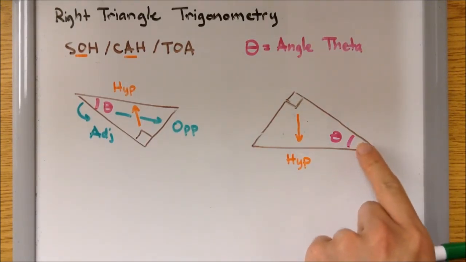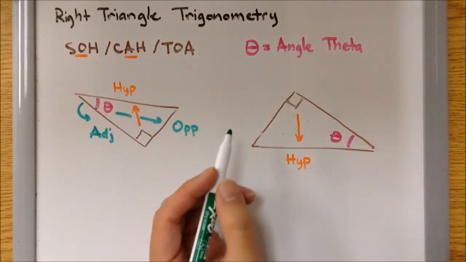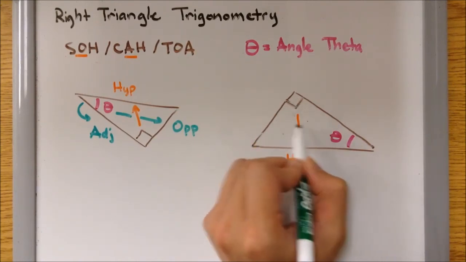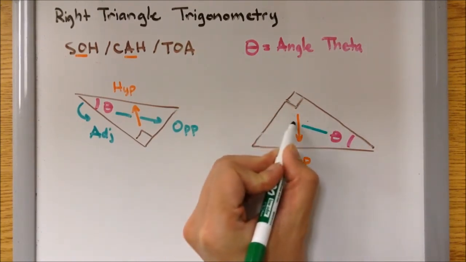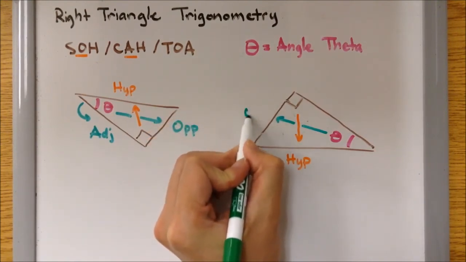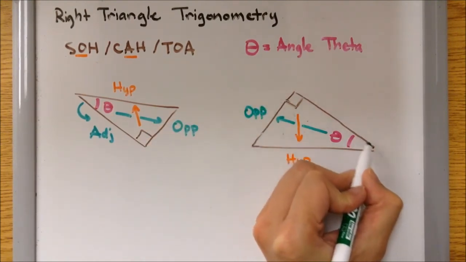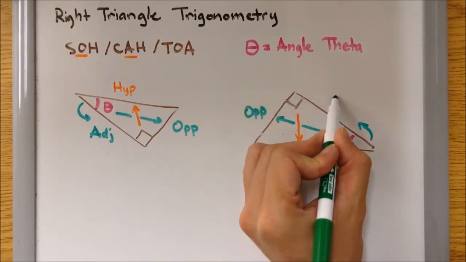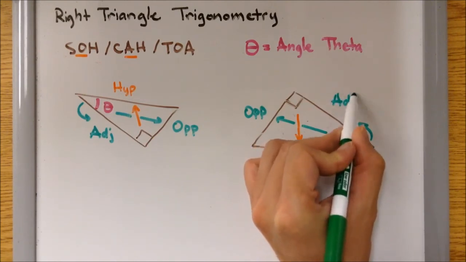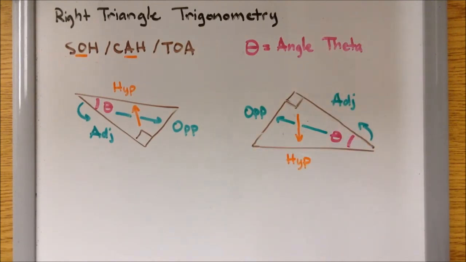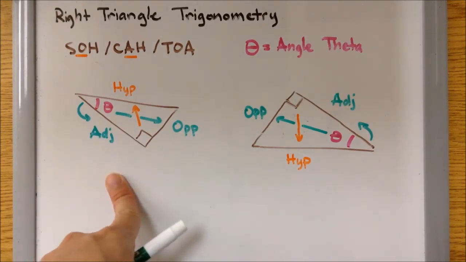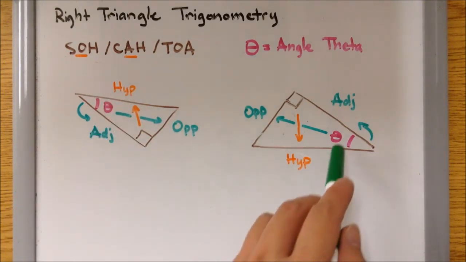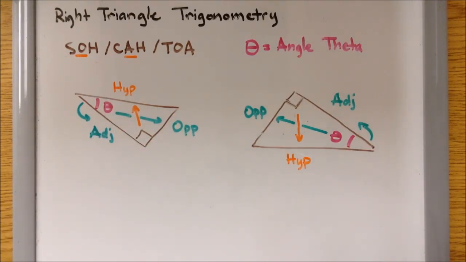Alright, now I'm looking from my angle theta. Here I can see that this side is across from angle theta. So this side will be my opposite. Then this side is next to angle theta, so this will be adjacent. So that's all you have to do in labeling the sides of the right triangle. So first, the hypotenuse, then according to your angle theta, label your opposite and your adjacent sides.